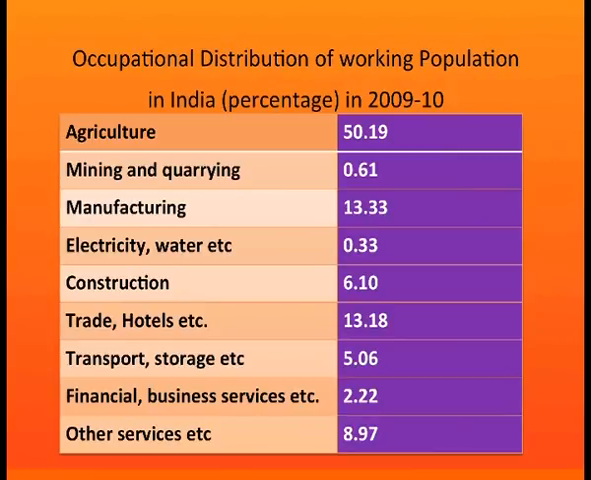The other important sector which occupies a major population is the service sector, the tertiary sector. We can see the table here. The service sector includes trade, hotels, transport, storage, financial and business services, other services. Accordingly, we can find that another important sector besides the primary sector is the tertiary sector, because many people are engaged in these service sector activities.